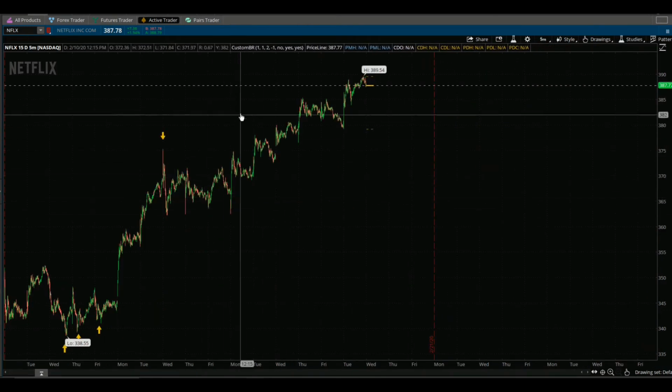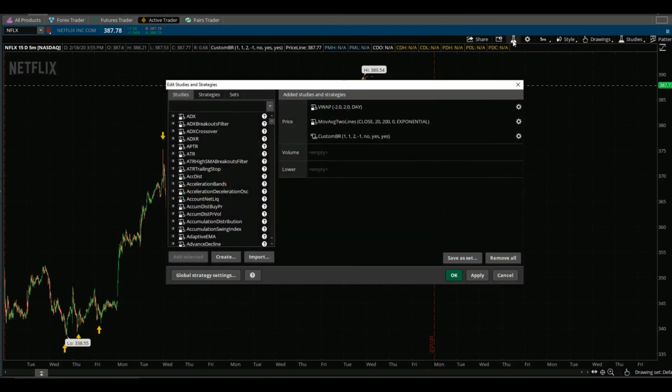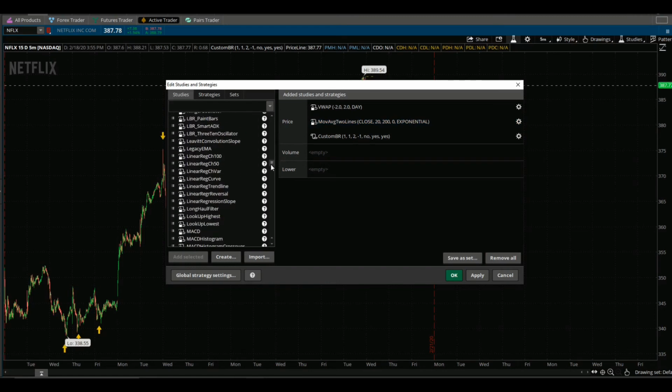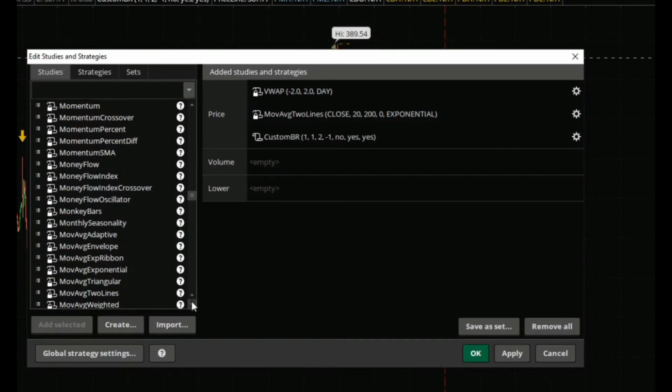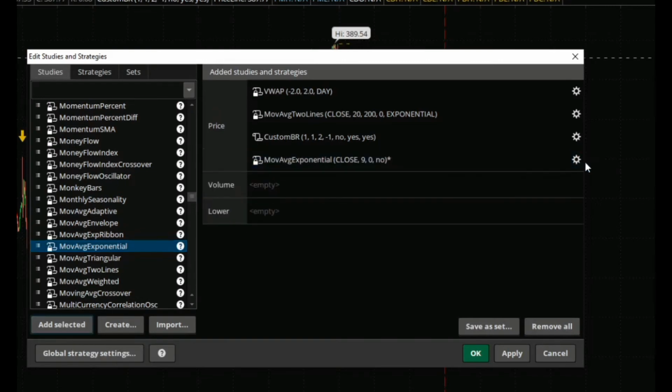All right, so the easiest way to do this is if you come up to your studies, you can add, I already have moving averages and I have 2 lines instead of 1. But you can go right down here to moving average. This is where all the studies are listed. And I'm going to zoom in so you can see what I'm looking at. I usually like to use this moving average exponential, right? So once I add that in, let's go ahead and add selected. Then we go right to this cogwheel here.